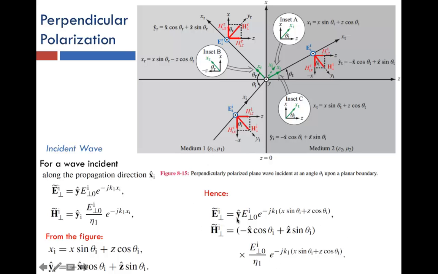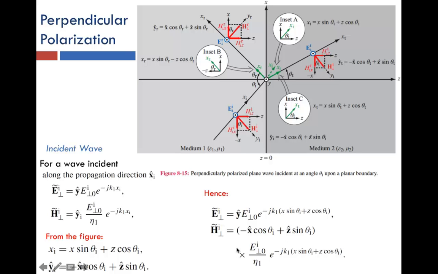So basically you have E pointed in the y hat direction, which is coming out of the screen. Here is the perpendicular part, the polarization. Here is the incident part. And here is the K dotted with the direction of propagation, which gives us K1 x sine theta 1 plus z cosine theta 1. And then here is the H polarization, which is perpendicular to that, written in terms of the reference frame of the two materials, x, y, and z.